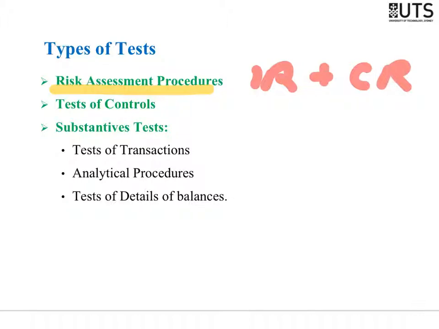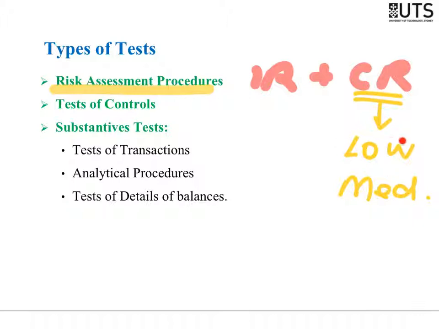There's a reason I've put them in this order, all right? So risk assessment happens at the beginning. Now remember, once you have assessed your control risk, now this is very important, if you assess your control risk as either low or medium, now remember what this means.